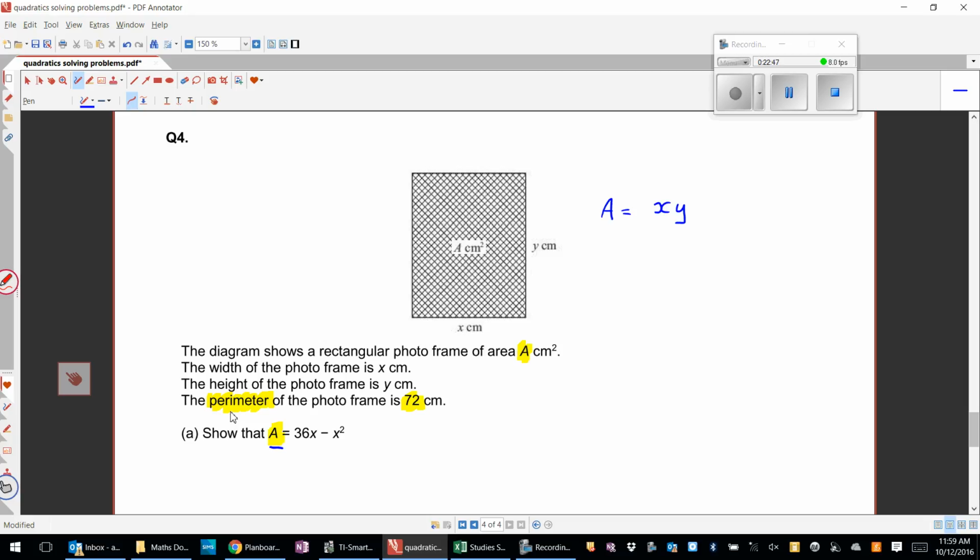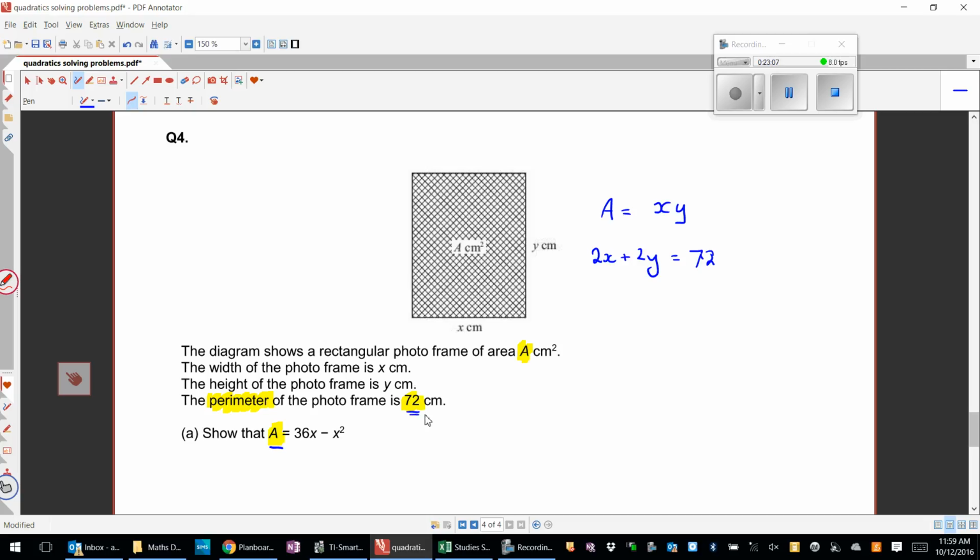2x plus 2y, and what would you put it equal to? P? You sure? 72. Yeah, good. 72. Who said P? A couple of people. It makes sense, but if you haven't noticed the 72, it would make sense.